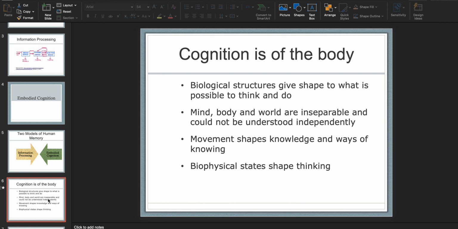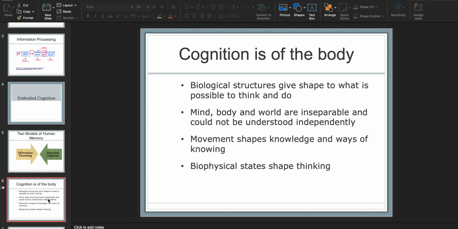So overall, I'd say they're trying to merge the mind, the body, and the world together as inseparable things. So it's not as though we have an external world that enters into the mind and the body, but what's going on in the mind and the body are inseparable from the outside world.